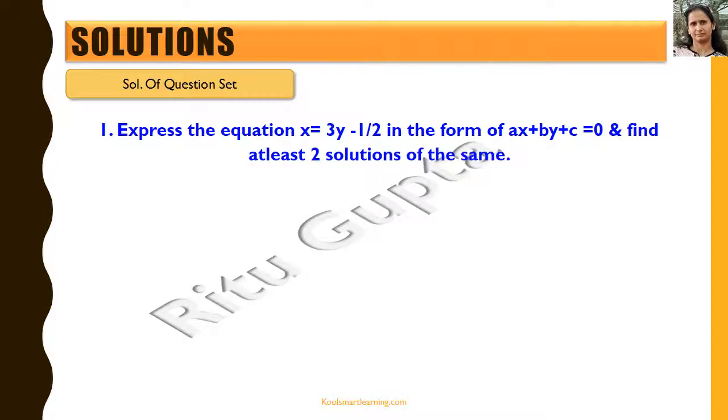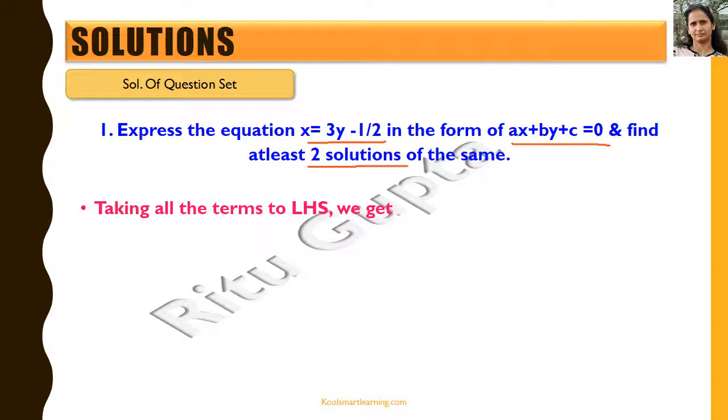It says we need to express the equation x equal to 3y minus half in the form of ax plus by plus c equal to 0. So this is the standard form of writing a linear equation in two variables. So we need to represent the given equation in this standard form, and we need to find out at least two solutions of the same.